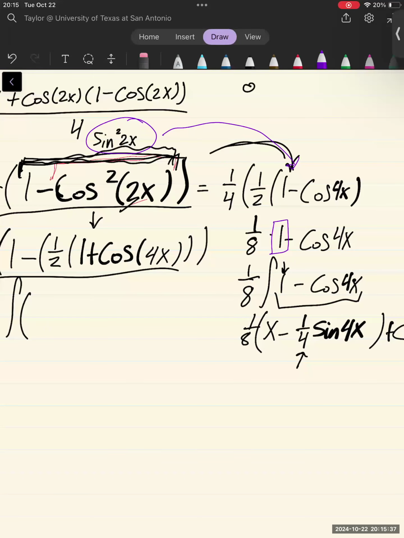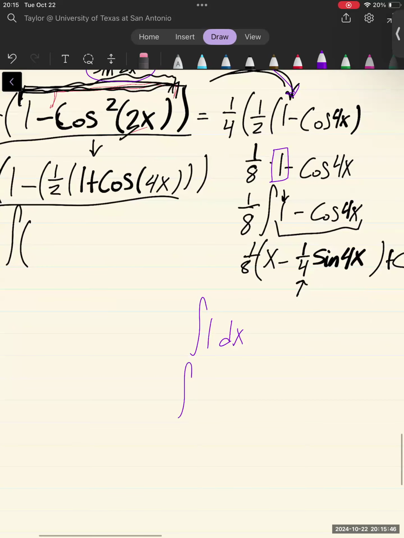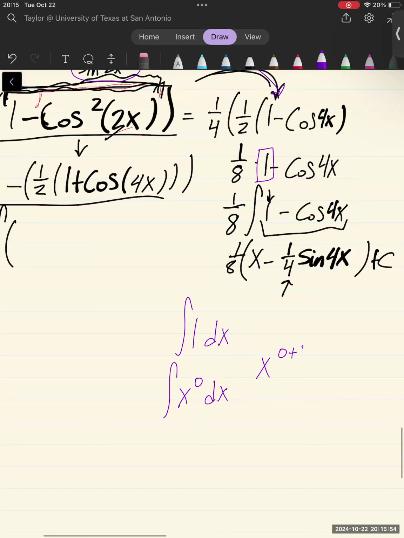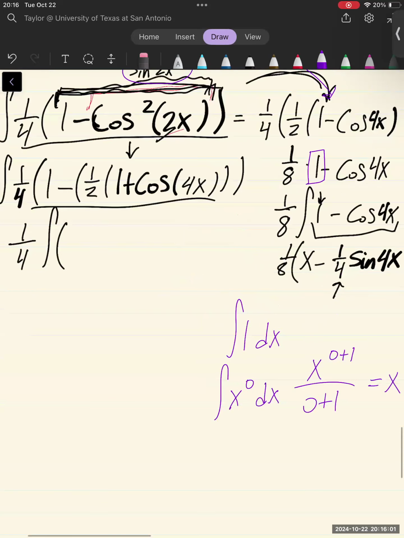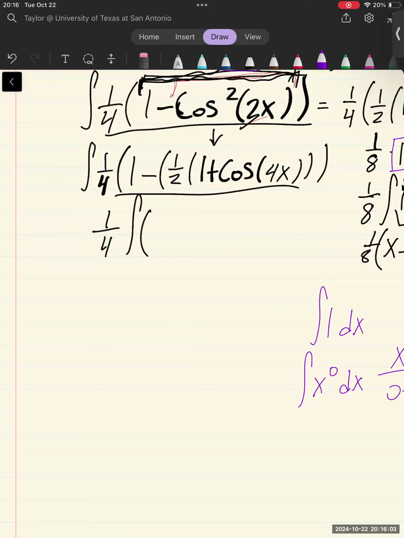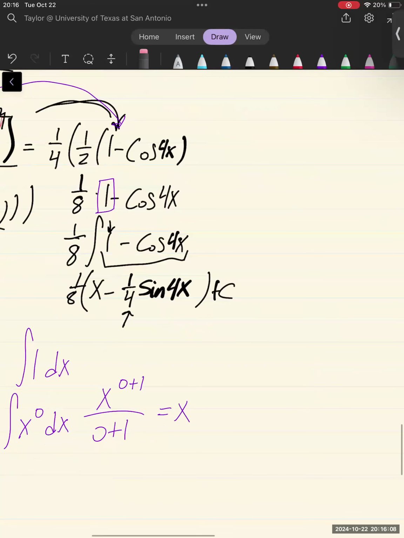Okay, but how does that 1 turn into x in the final result? So if I have the integral of 1 dx, this is really the integral of x to the 0 dx. And then following the power rule, I have x to the 0 plus 1 over 0 plus 1, giving me that x. Makes sense. Yeah, okay. Sorry. No worries. Cool. So after all of that, our final answer is right here.